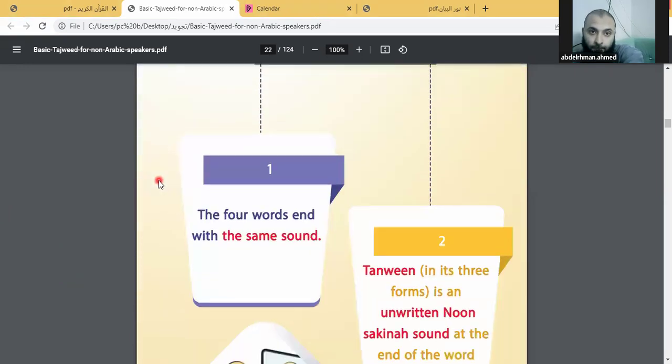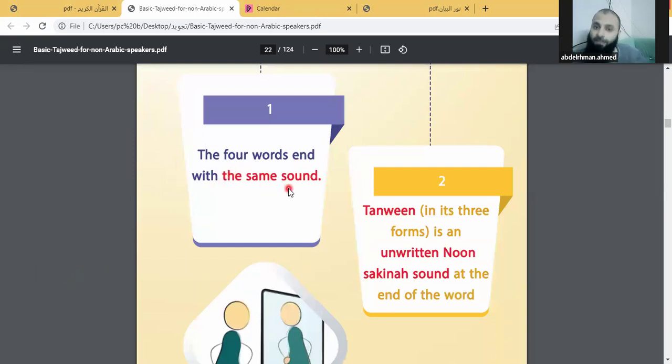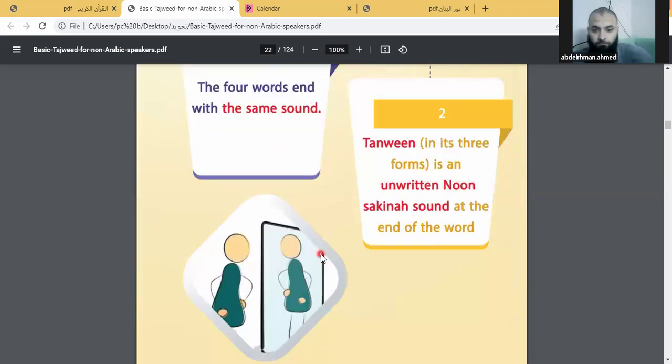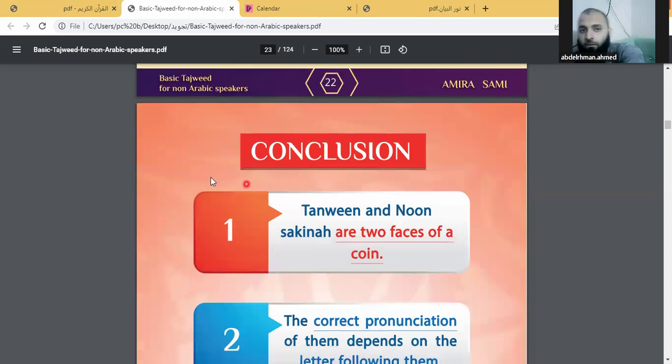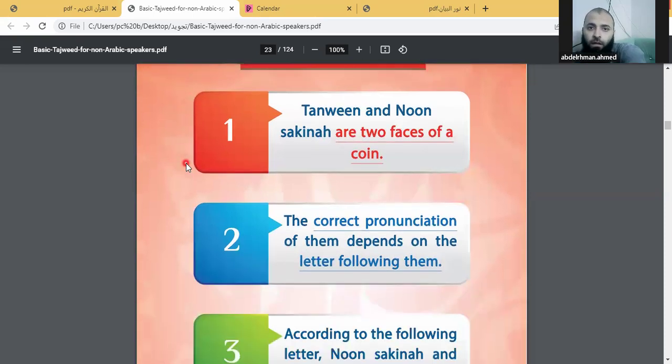He said here the four words end with the same sound. Yes, of course. Tanween in its three forms, the double fatha, double kasra, and double dhamma, is an unwritten noon sakina sound at the end of the word. Conclusion: tanween and noon sukoon are two faces of a coin. The correct pronunciation of them depends on the letter following them. This is very important. So if I have noon sukoon or tanween, how can I pronounce it? That depends on the next letter.